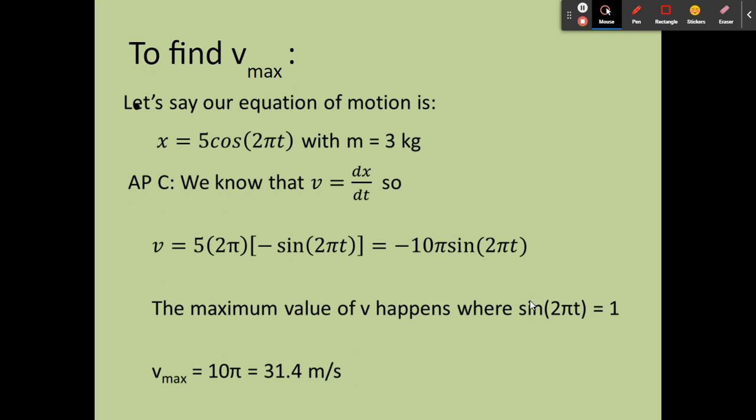Sine can only go between 1 and negative 1, and that's it. So if we're looking for the maximum value, then we just set the sine part equal to the biggest value it can get to, which is 1. And that's going to give us 10 pi, or 31.4 meters per second. So that's one way to find Vmax. We talked about other ways to do that using energy yesterday.